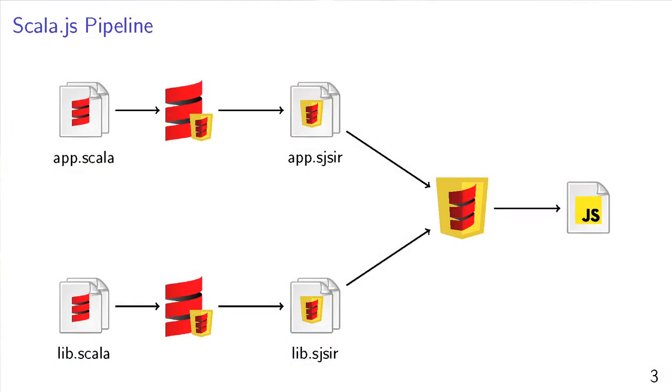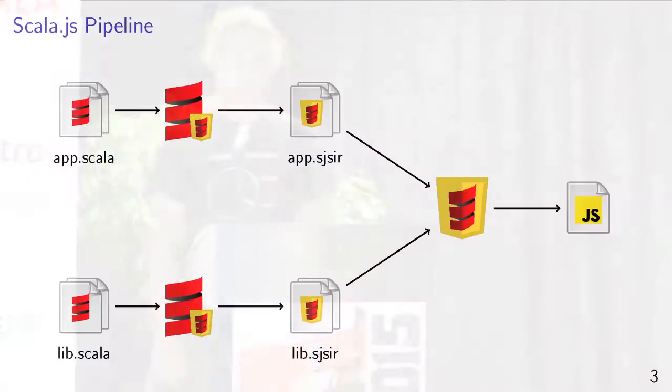With Scala.js, this looks actually very similar. There's a couple of differences. First of all, we're using the Scala.js compiler plugin. When we run the compiler, instead of emitting class files, we emit Scala.js intermediate representation. It's a format similar to the class format, but it's tailored to Scala.js.